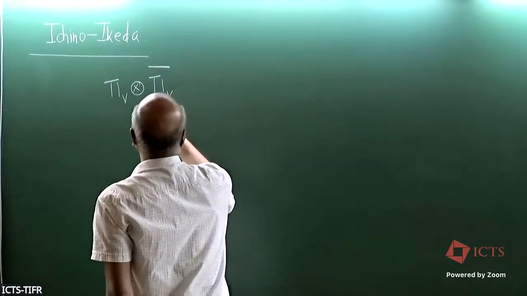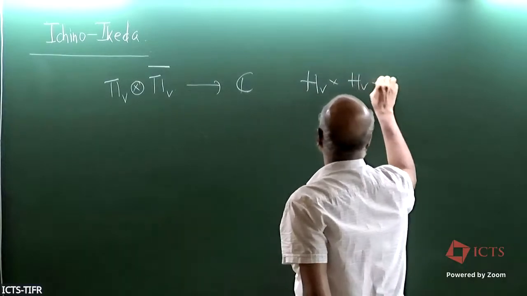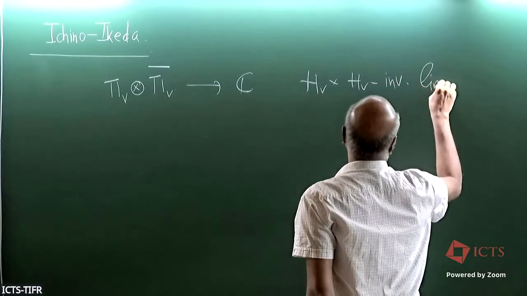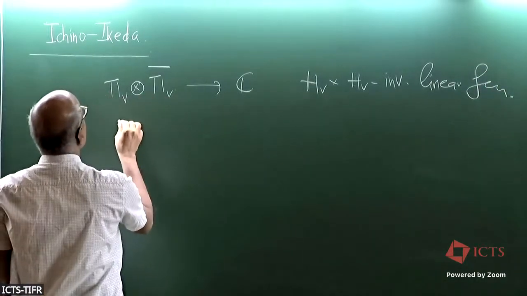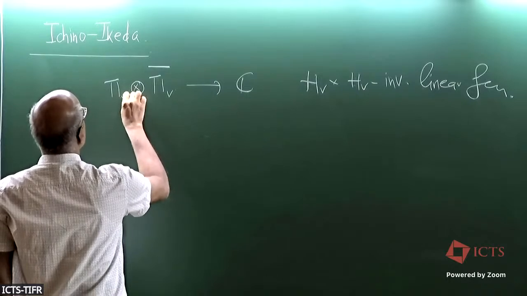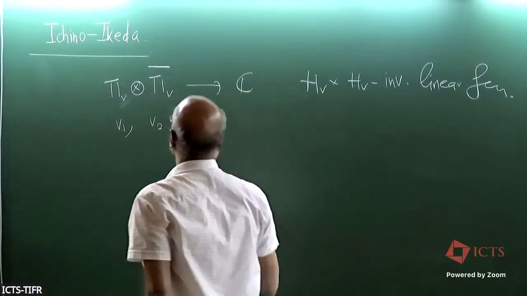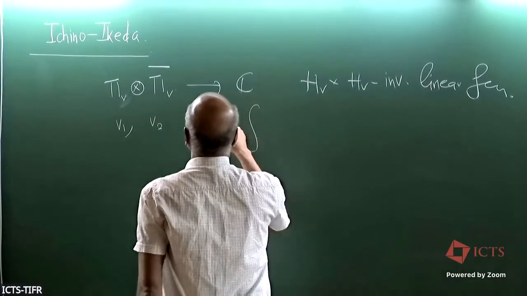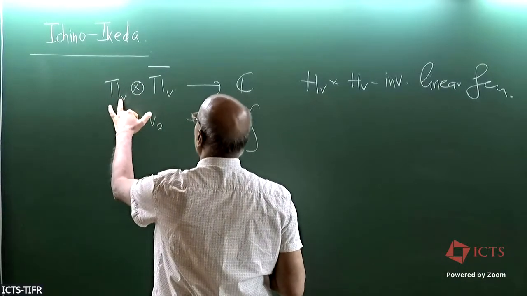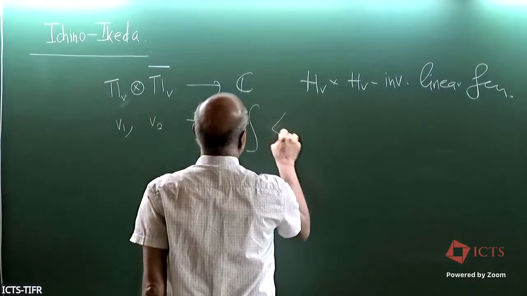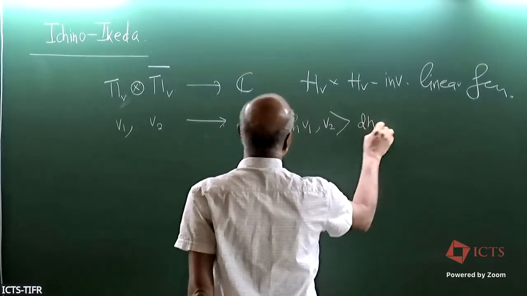And this linear form is constructed by sending a vector v1 and a vector v2 to, for this I will assume that pi_v is a unitary representation of the group G_v, and one looks at the integral of <pi_v(h)v1, v2> dh over H_v.